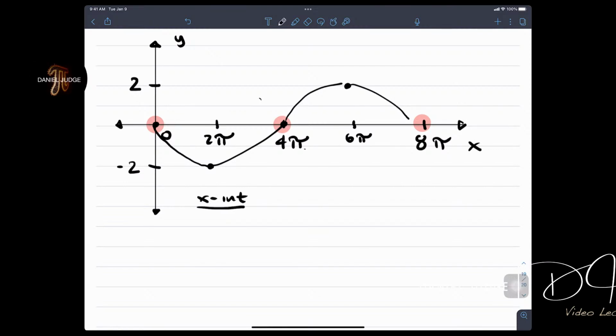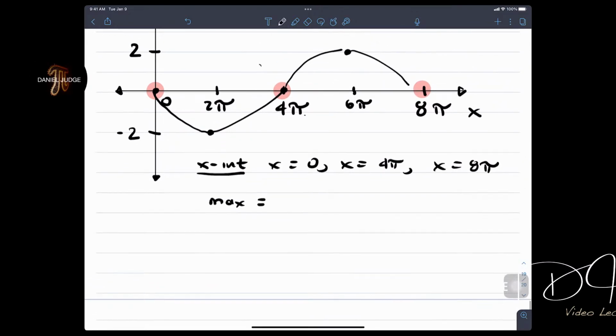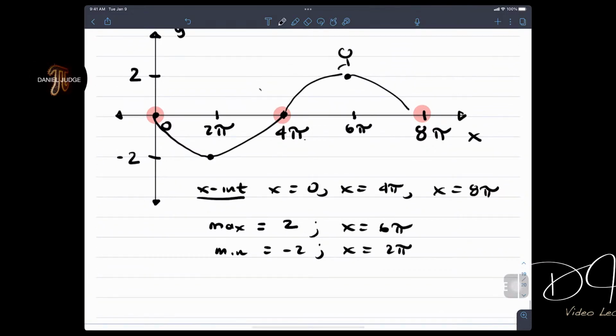X-intercepts happen when x is 0, x is 4 pi, x is 8 pi. The maximum value is 2, and that happens when x is 6 pi. The minimum value is negative 2, and that happens when x is 2 pi. Because you're standing again on top of a hill, and you're standing in a valley at those locations, and the maximum value is simply the altitude, and the minimum value is that altitude too, but you're below sea level.